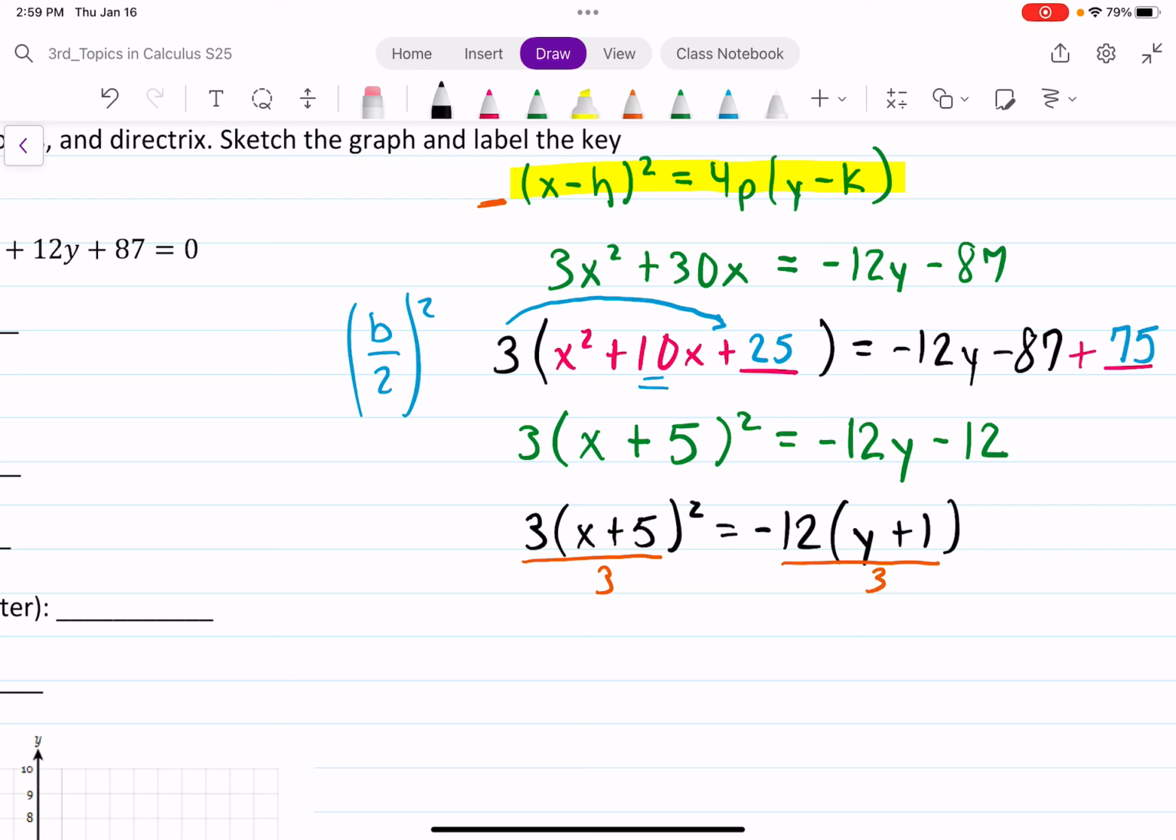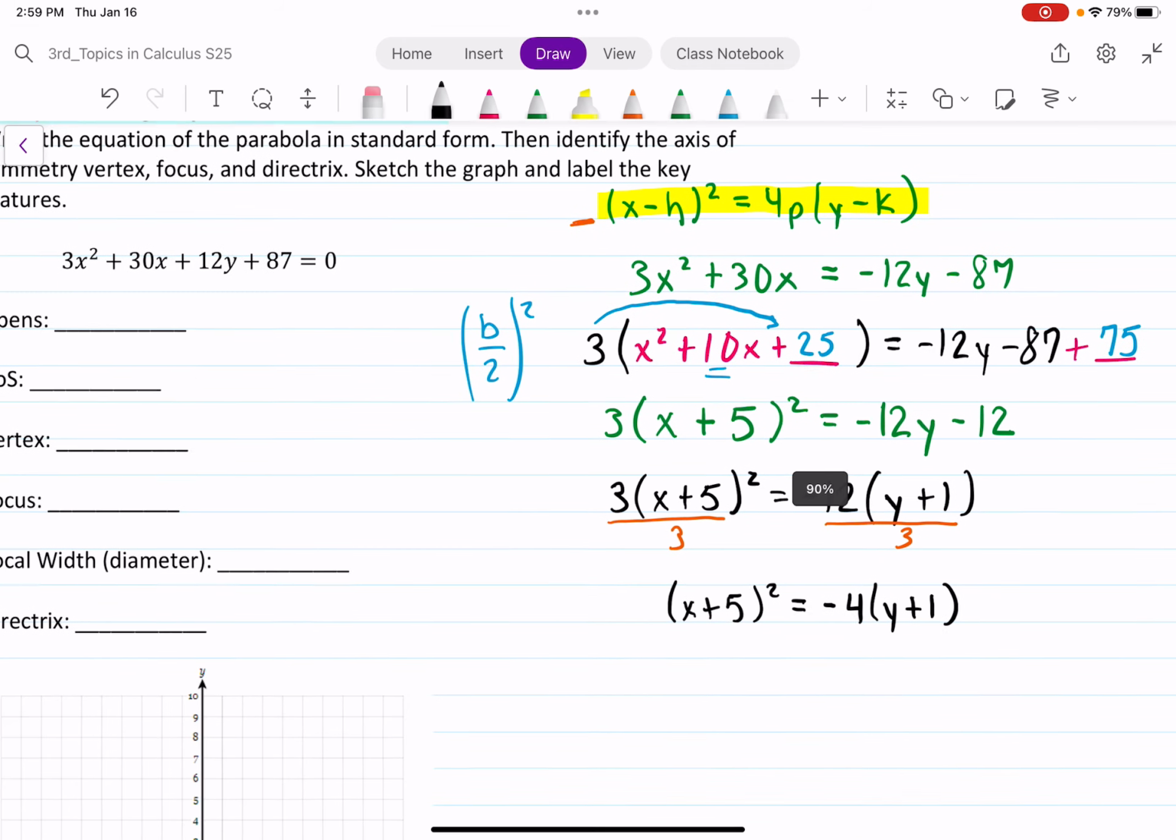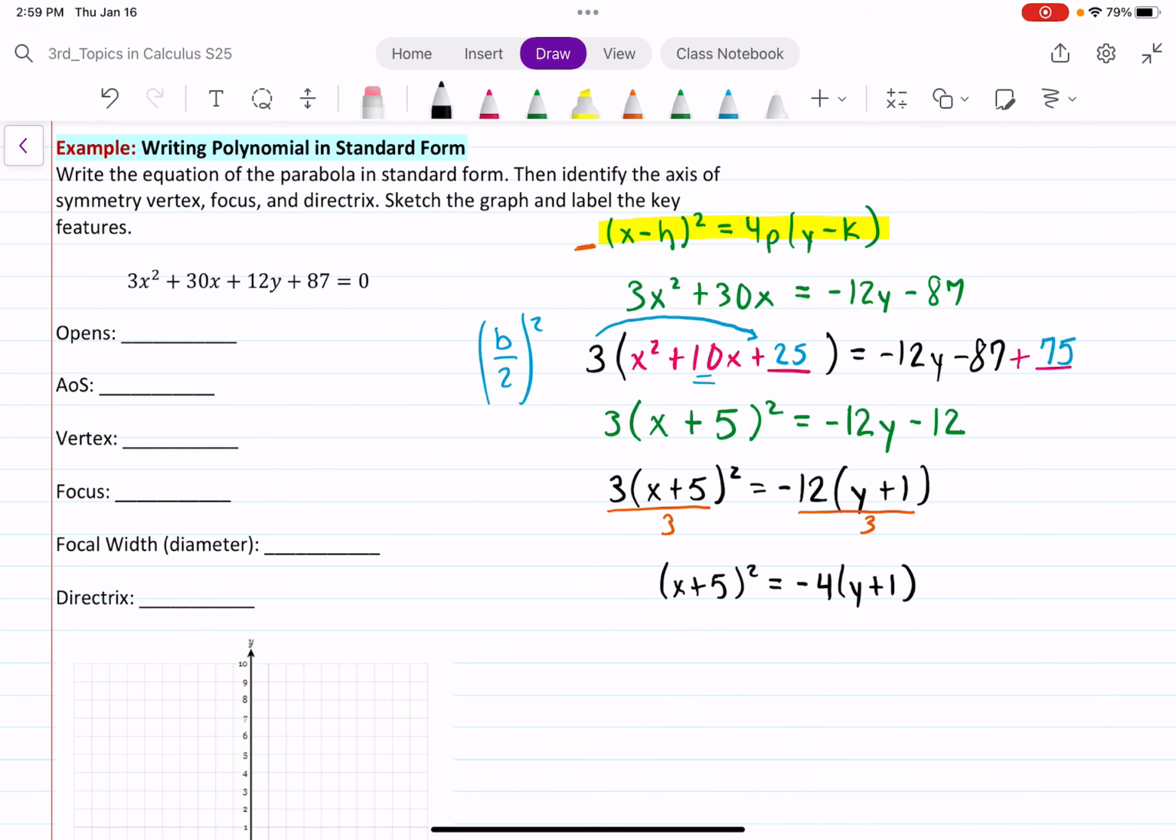And so that means my equation is (x plus 5) squared equals negative 12 divided by 3 is negative 4, (y plus 1). And now this looks exactly like yesterday's lesson. So now if we go through and identify, because it's x squared and negative, that means it's going to open down.